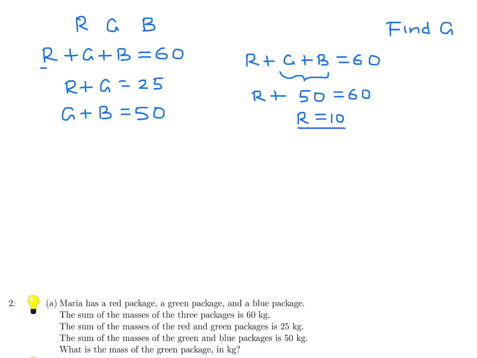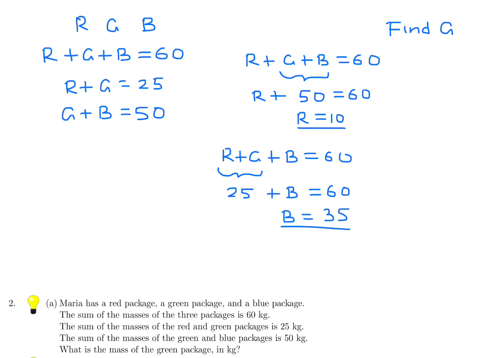And then going back to the same equation, R plus G plus B is equal to 60. These two, R plus G, they have told me is 25. So I can put that in there, and that means 25 plus B is equal to 60. And therefore B is equal to 35. So I know R, I know B, and I can just go back and substitute both of those into that original equation. So R, which is 10, plus G plus B, which is 35, is equal to 60. So that means G is equal to 50 minus 35, which is 15. And they want it in kg.